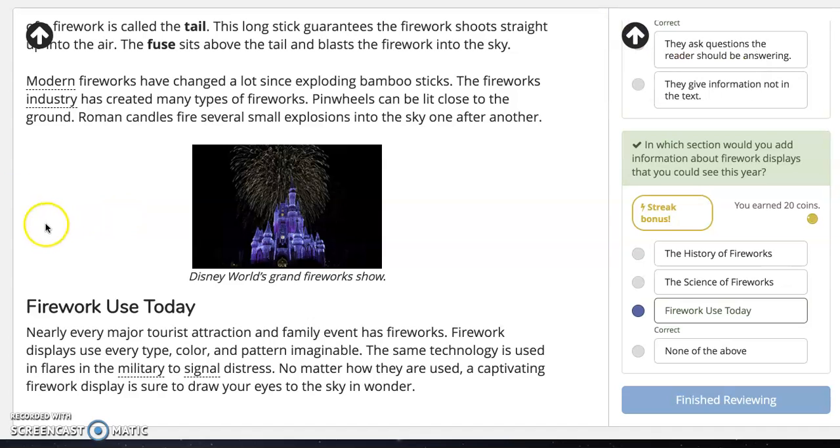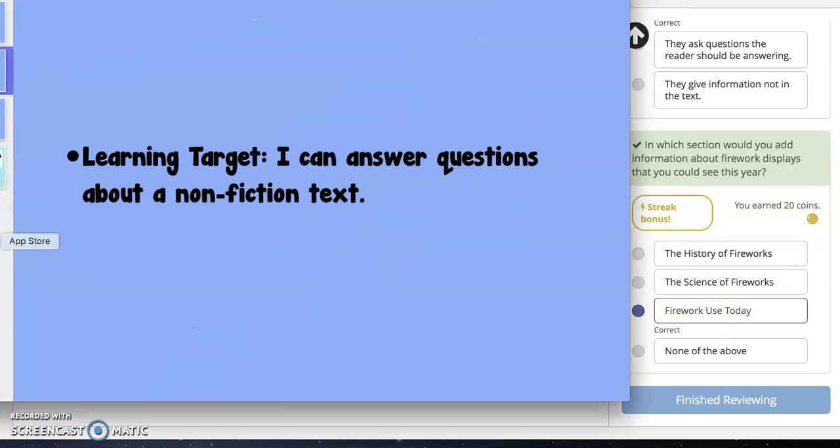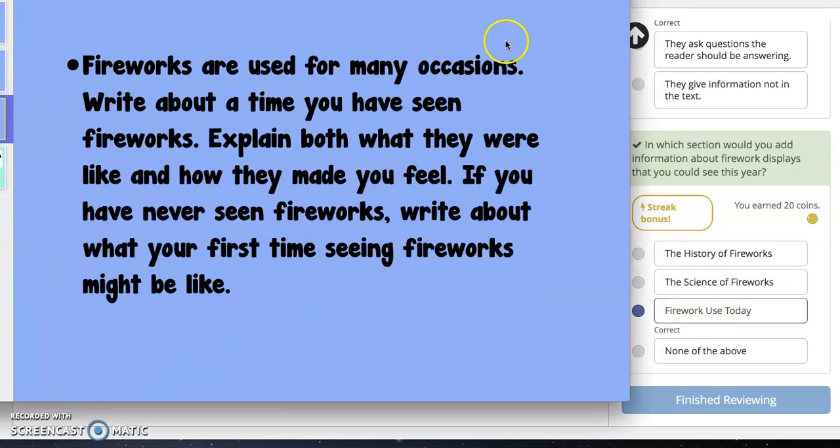Excellent. Woohoo, good job. Okay, so now what we are going to be doing is you're going to be answering a writing question here. So here is your question that you need to write an answer to. It says fireworks are used for many occasions, right? We know 4th of July, Disney World, birthday celebrations, tons of things. I want you to write about a time that you have seen fireworks.